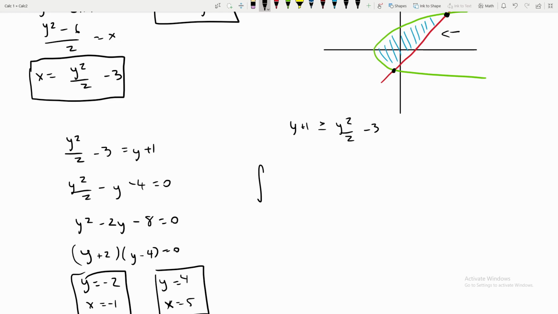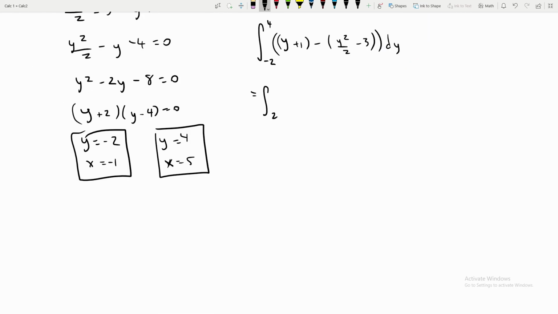because we're no longer integrating in terms of x's, so we don't care about the change in x being here. We care about the change in y in this case. So we're going to be integrating from the y bounds, meaning from -2 to 4. And because this y plus 1 function is larger than the other one, it's going to be y plus 1, and then we're going to subtract away y squared over 2 minus 3. And all of this is going to be integrated with respect to y.